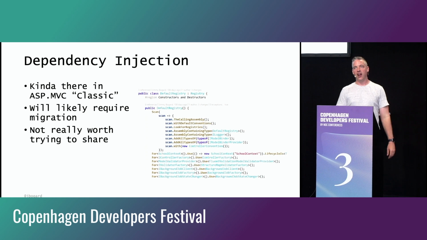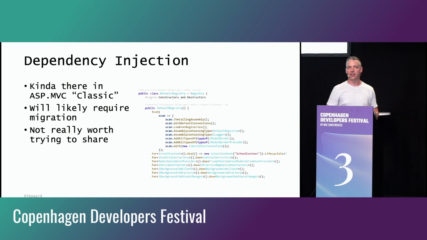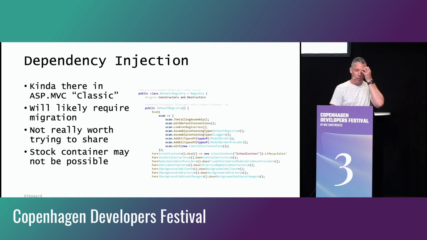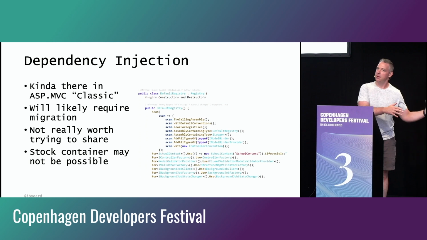It's also not really worth trying to share any of this code. So when we brought over a new controller, we would see what the dependencies were, how those dependencies were getting registered, and then manually pull over that registration in the way that made sense in our new world. We also saw that the stock container from Microsoft may not be possible to use. Depending on how much you're using in your existing DI container, Microsoft's DI container takes a least common denominator approach, except for things that they really need in ASP.NET Core. Then they'll just bolt on what they need.